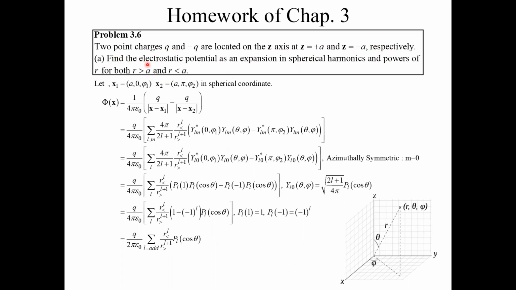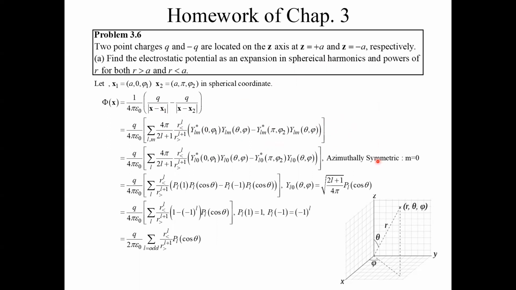Part A: find the electrostatic potential as an expansion in spherical harmonics and powers of r, for both r larger than A and smaller than A. First, we write down our potential in the general form, where x1 is the location vector of positive Q and x2 is the location vector of negative Q. And we expand the 1 over |x - x'| in spherical harmonics like this.